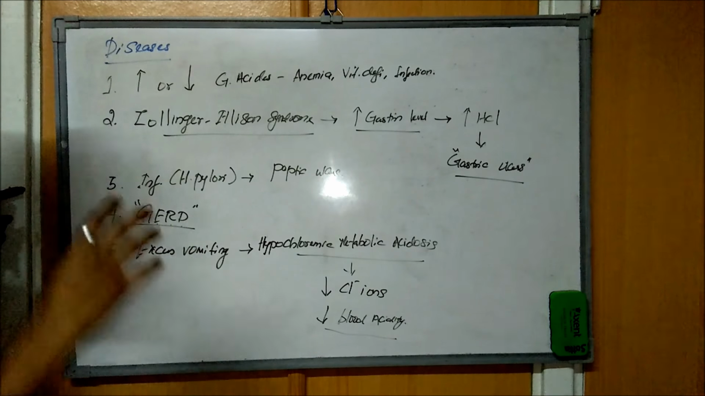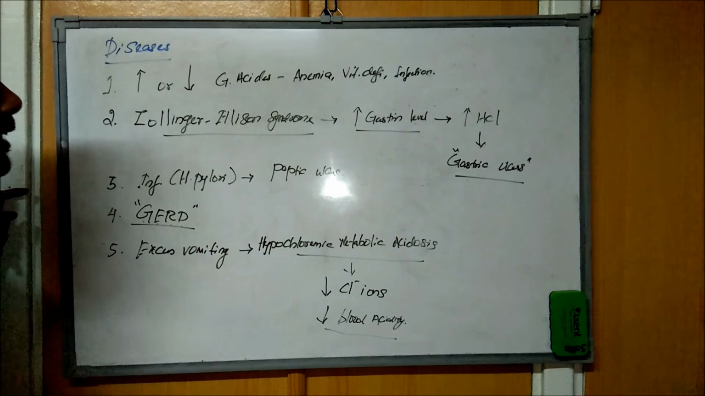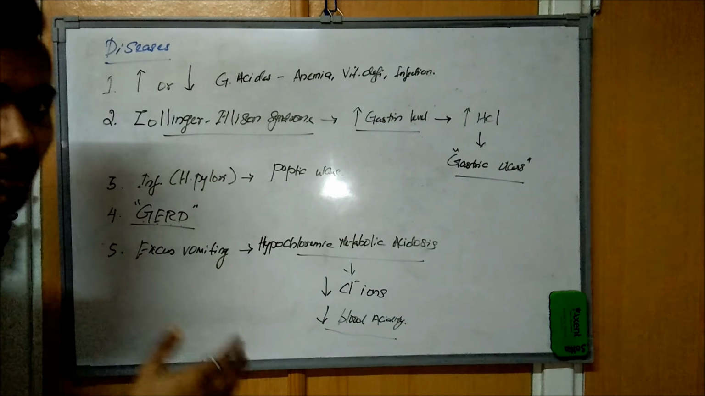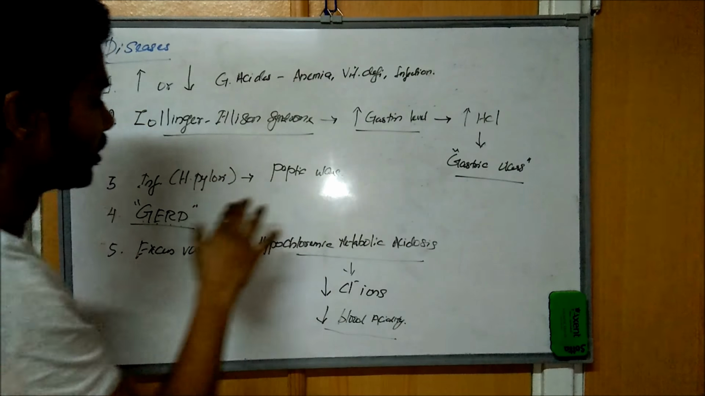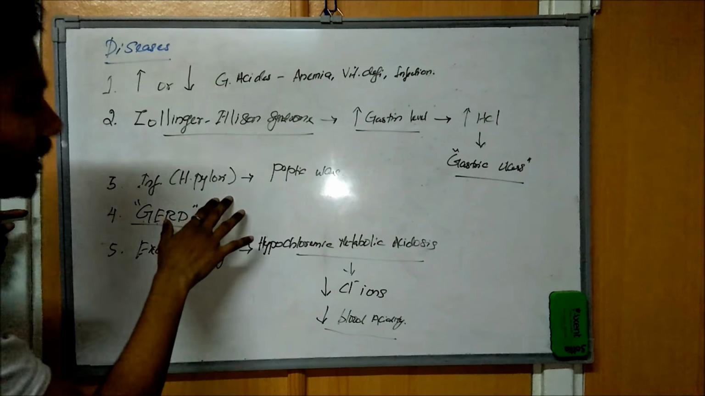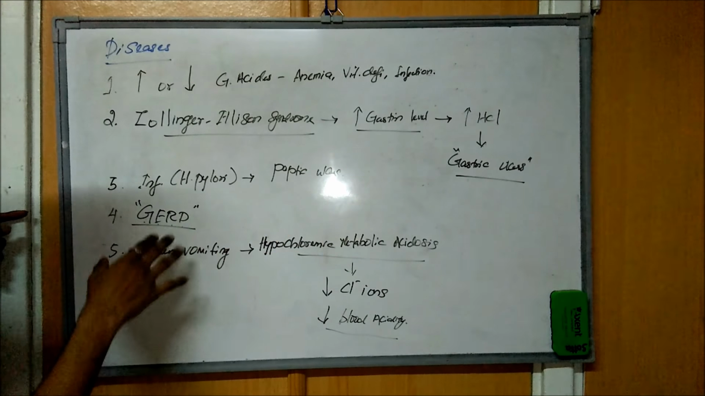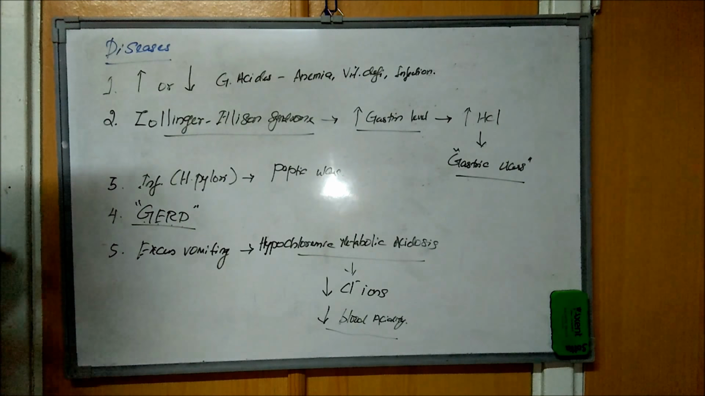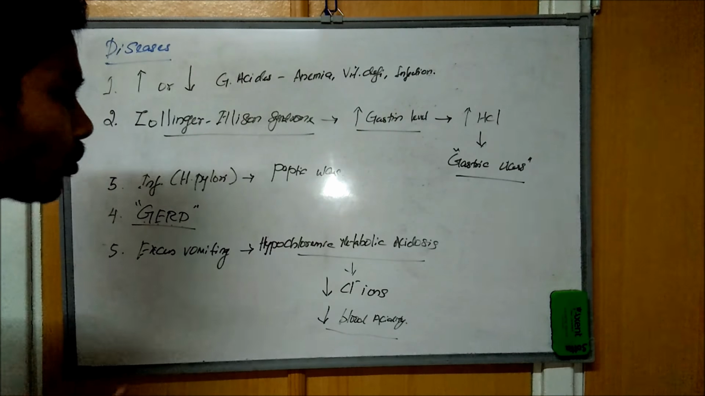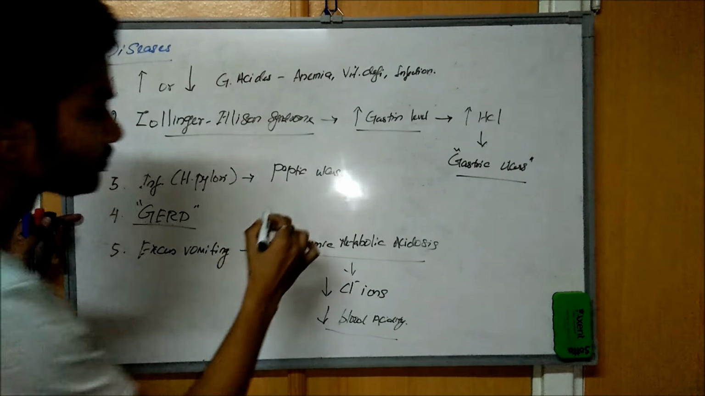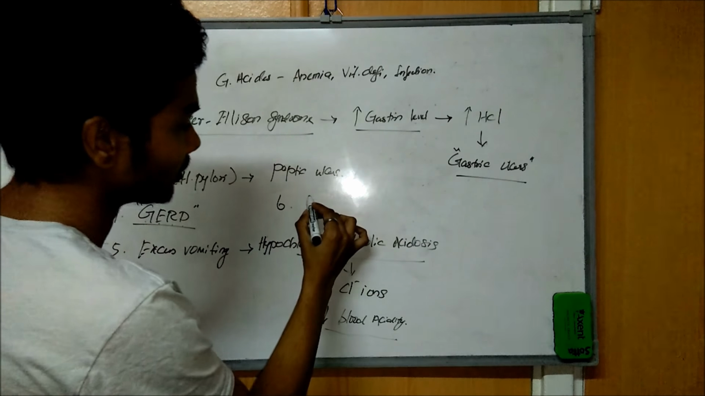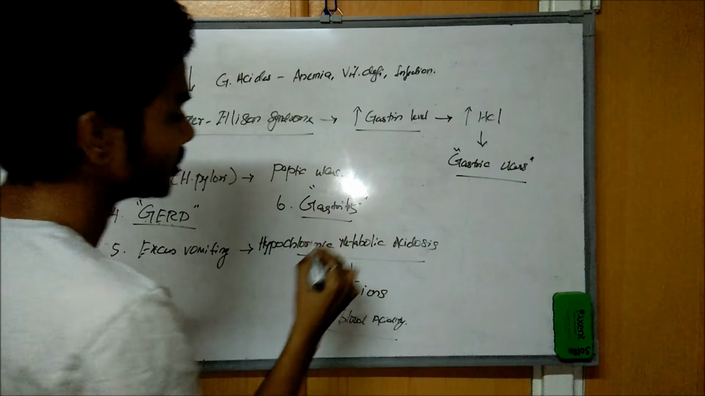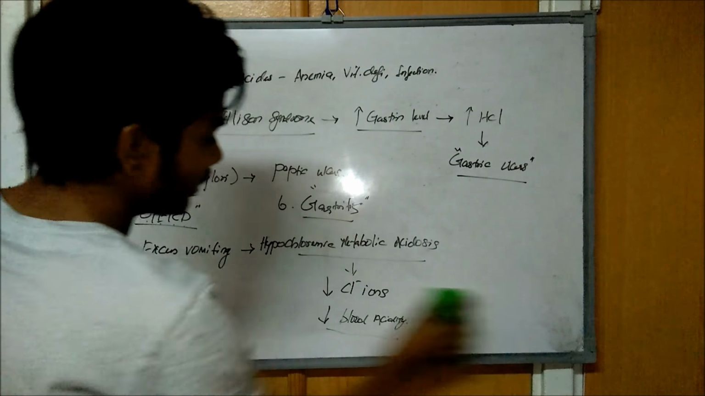So when there is increasing or decreasing gastric acid, and then Zollinger-Ellison syndrome, there is an increasing level of gastrin, so it leads to increasing production of HCl, and it leads to gastric ulcers. When there is Helicobacter pylori infection, it leads to peptic ulcer. Then we have GERD syndrome, gastric esophageal reflux disease. Due to excess vomiting, it leads to hypochloremic metabolic acidosis. And also, when we have inflammation, it is called gastritis.